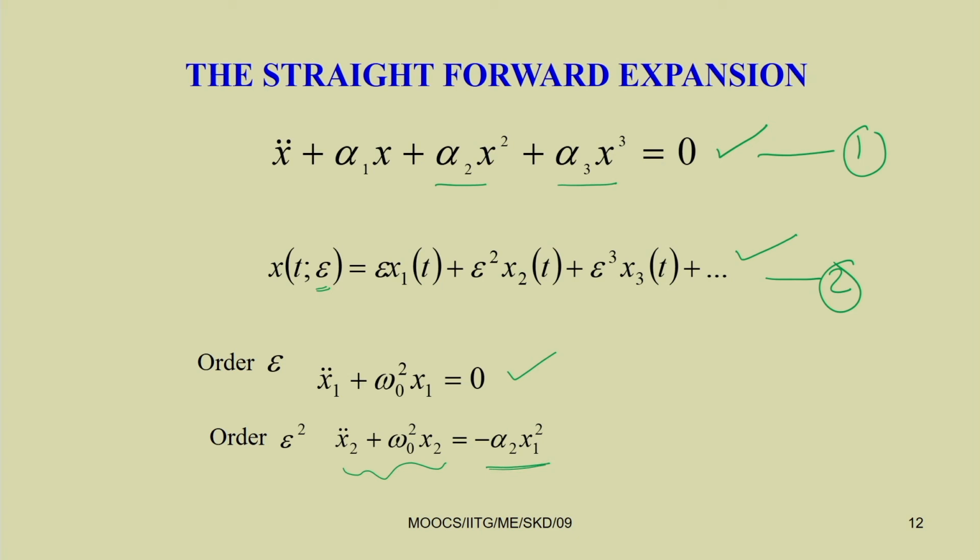So for the order of epsilon square, x2 double dot plus omega 0 square x2 equal to minus alpha 2 x1 square. You substitute the solution of x1 into this equation and get the solution of x2. The solution has two parts, the particular integral and the complementary function. In the complementary function you will have constants which depend on the initial conditions.